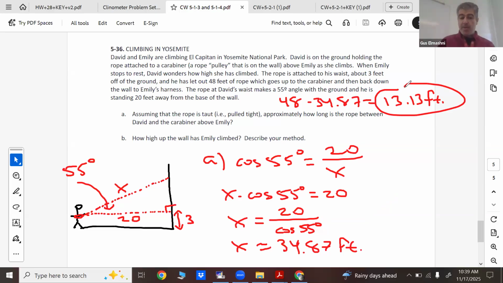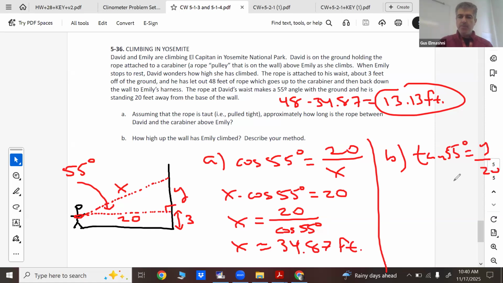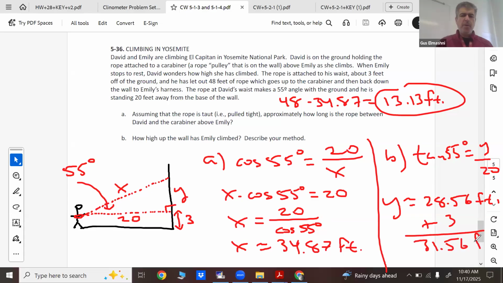But how high the wall she climbed, that we could do pretty easily. We could just solve for y. That you guys have done many times. Tan 55 degrees is y over 20. Once you solve for y, you have to add 3. So 20 tan 55, we get 28.56, but you have to add 3. I'm not worried about that. We've done that many times now, so I think you guys would be fine with part B. Part A was just kind of weird.